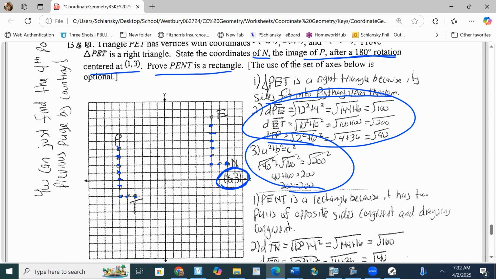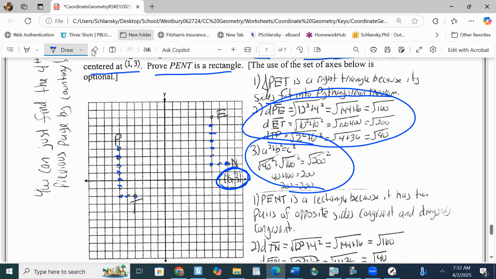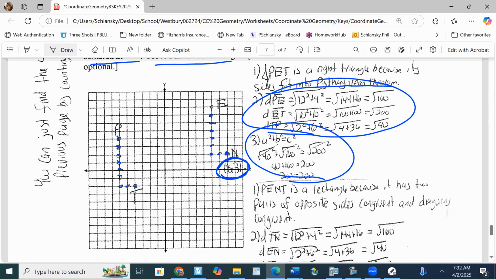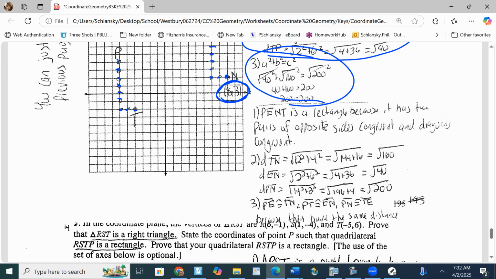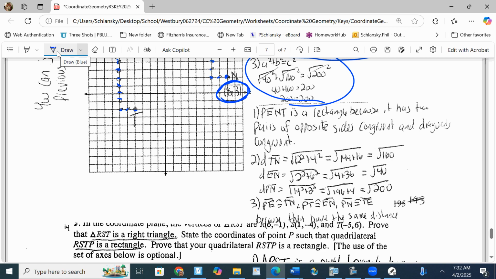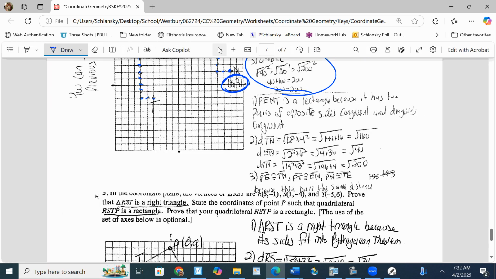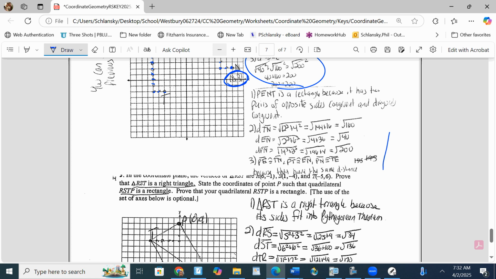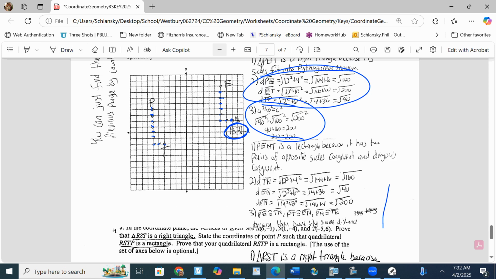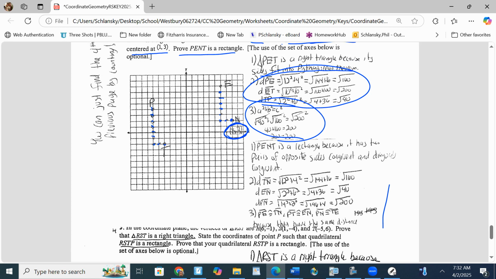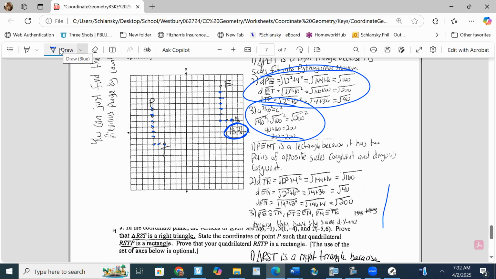And once you have N, it says to prove that it's a rectangle. So I state that it's a rectangle because, from what I have memorized from that previous sheet I just showed, it has two pairs of opposite sides congruent and diagonals congruent. I already found the three distances up top. I don't have to find them again, so I find the three other distances. Once I have them, I do the same thing I did before. I state what's congruent because they have the same distance.